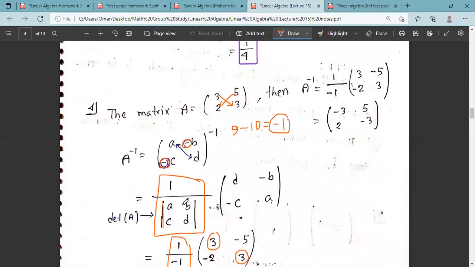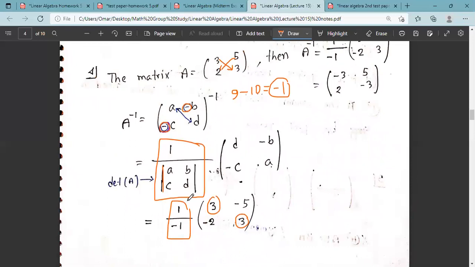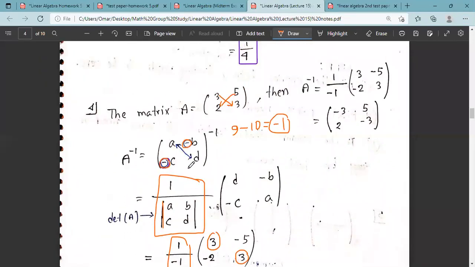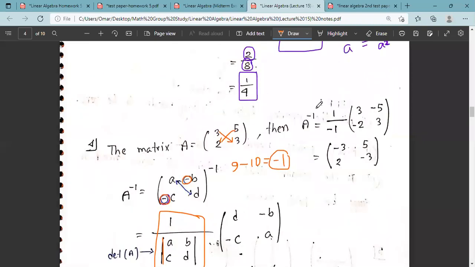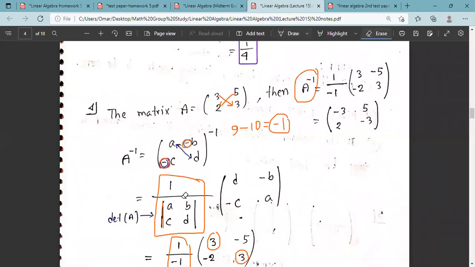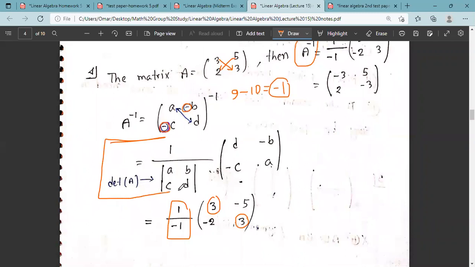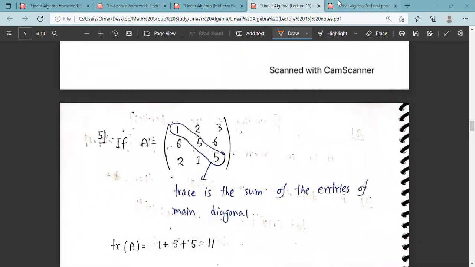So this way we can easily find the determinant of a 2 by 2 matrix, and we can find the inverse matrix of a 2 by 2 matrix. So the formula is here: 1 by the determinant of A, and then you just convert it this way. I hope you guys can understand this part. Okay, so let's continue to the next question.